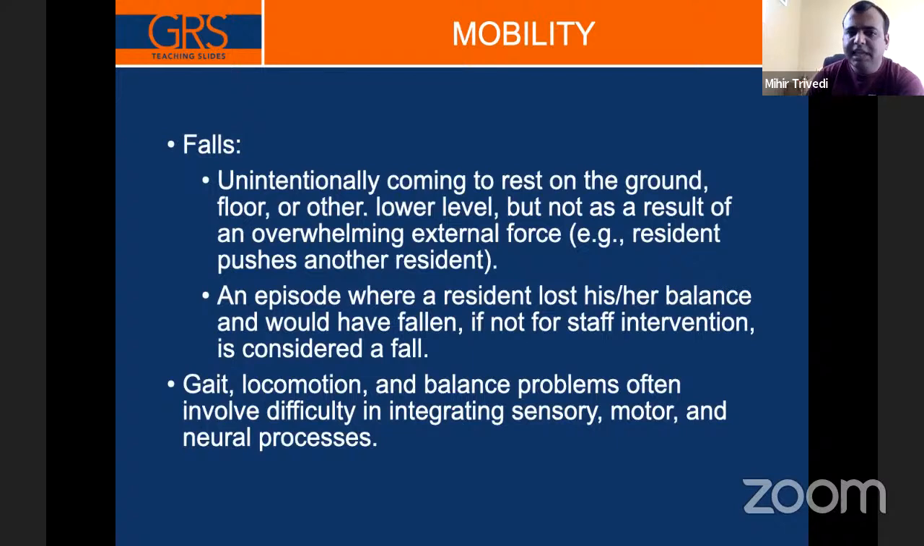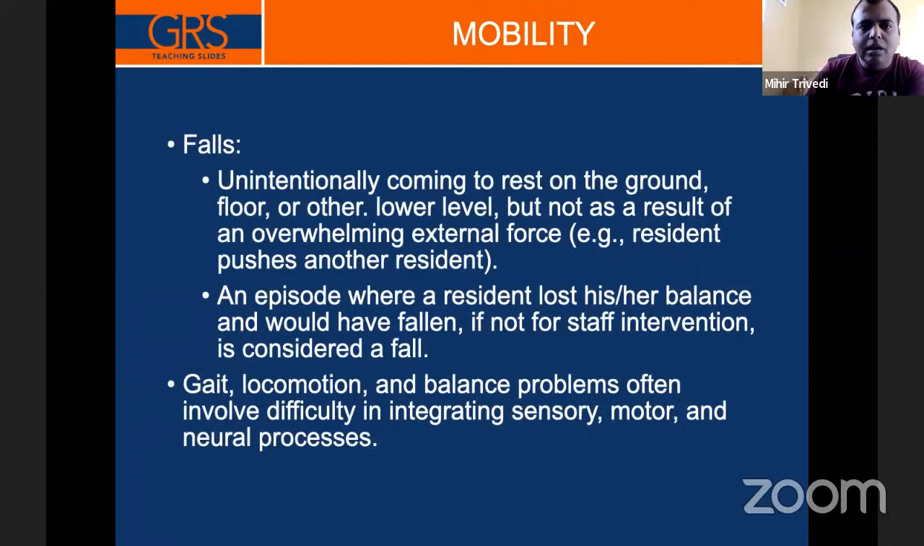Falls, as per CMS, the Centers for Medicare and Medicaid Services, is defined as unintentionally coming to rest on the ground, floor, or other lower level, but not as a result of overwhelming external force, like if a resident is pushing another resident and causes a fall, that's not considered a fall. An episode where a resident lost his or her balance and would have fallen if not for staff intervention is also considered a fall.